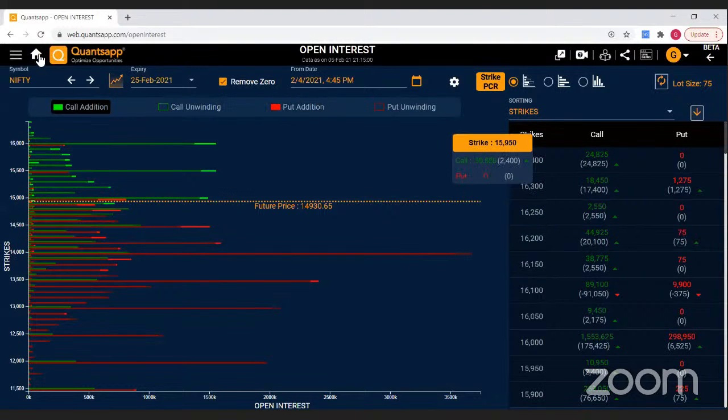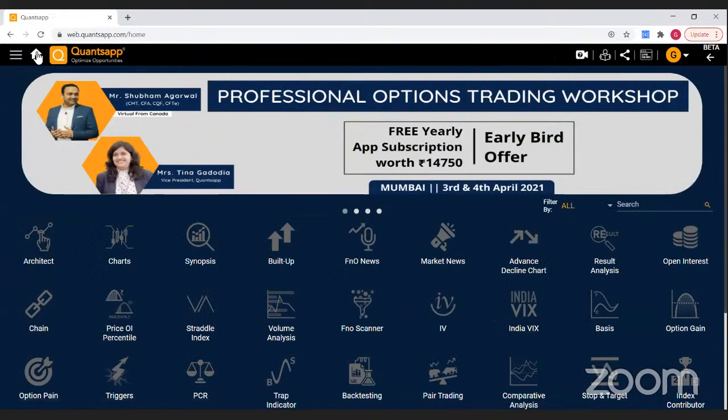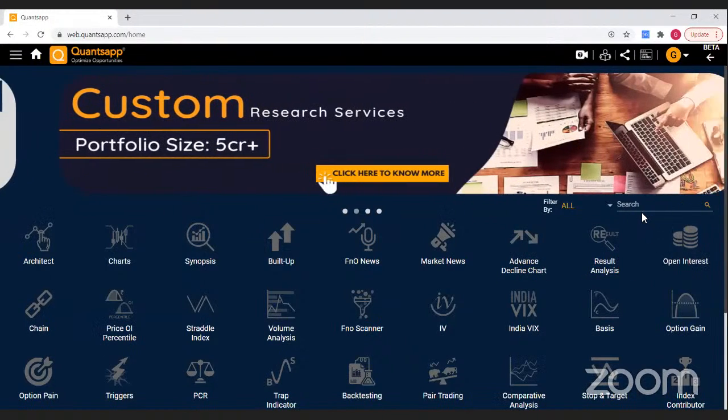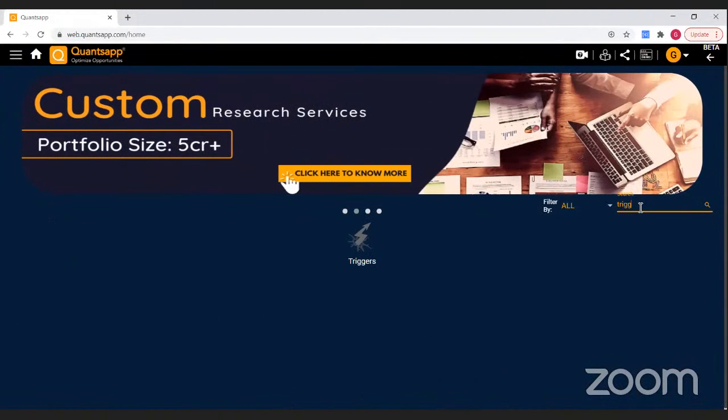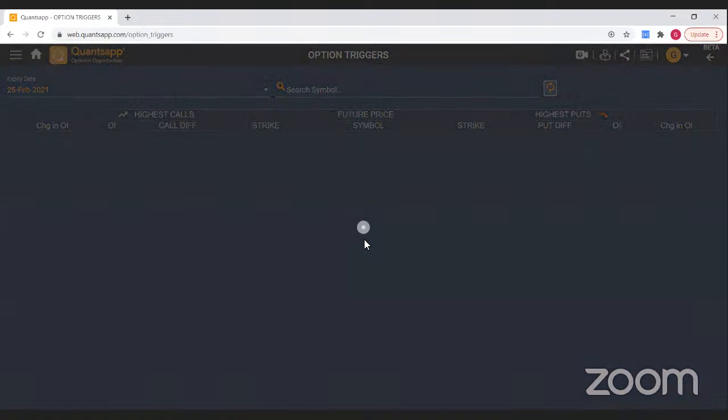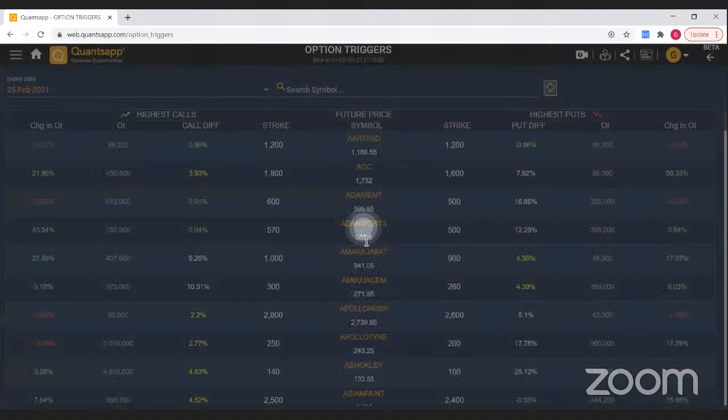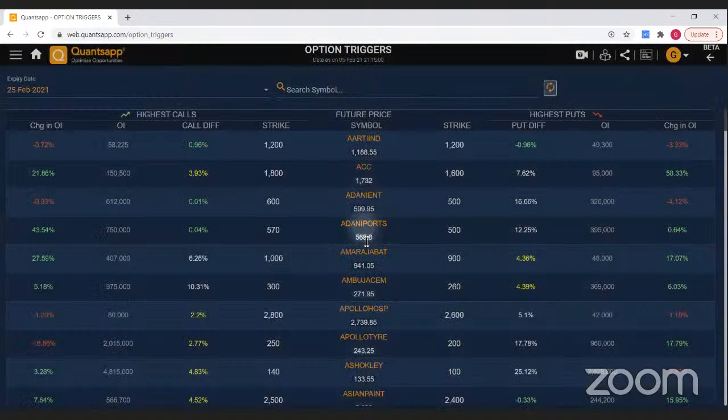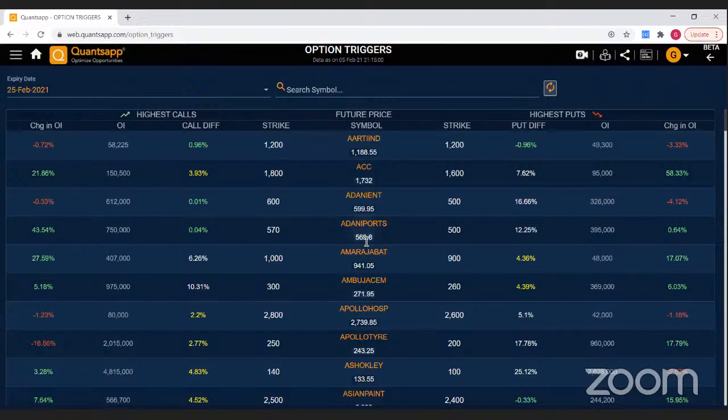So I hope you have understood this particular session, this particular tool as well. Now we're going to move to the third part, that's triggers, and that is my personal favorite tool. Believe me, this is a tool which gives lots and lots of insights about the options. The reason for taking triggers into today's webinar is so we can have a clearer insight into the open interest.